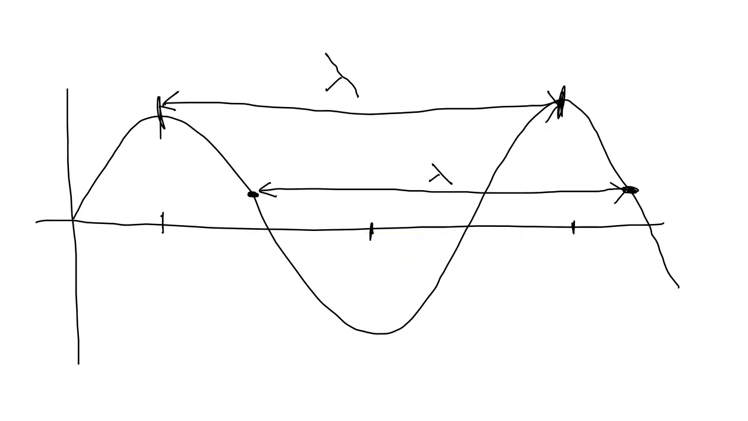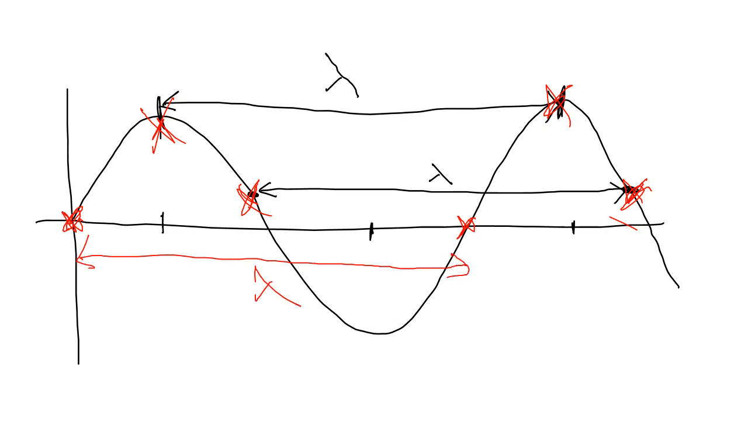Wavelength. Wavelength is the distance from one crest to the next crest, or it could even be from here to here. So it is really from one point on the wave to the next point on the wave. So that is one wavelength. So one wavelength here could be from here to here, right? That is one wavelength. Okay, that is one wavelength.